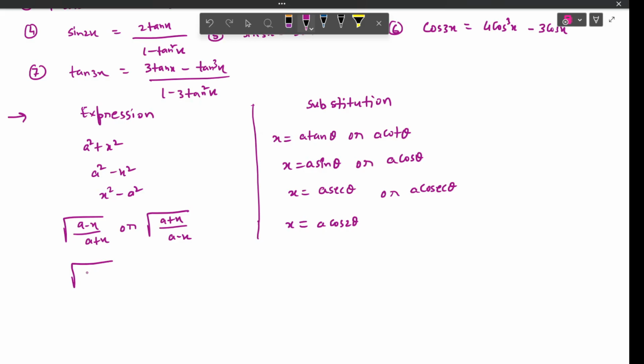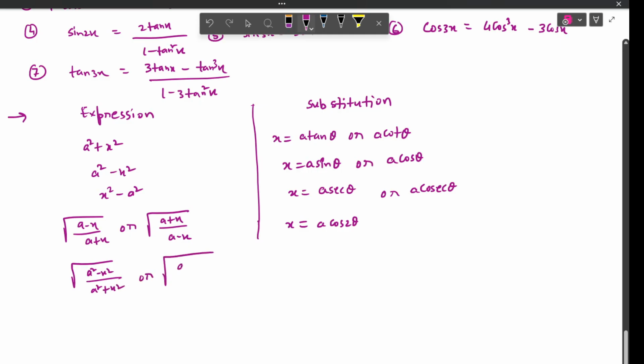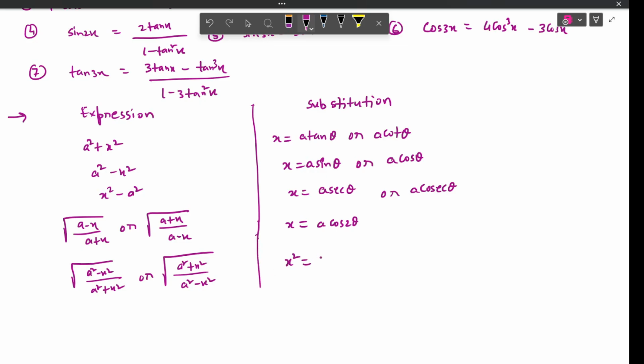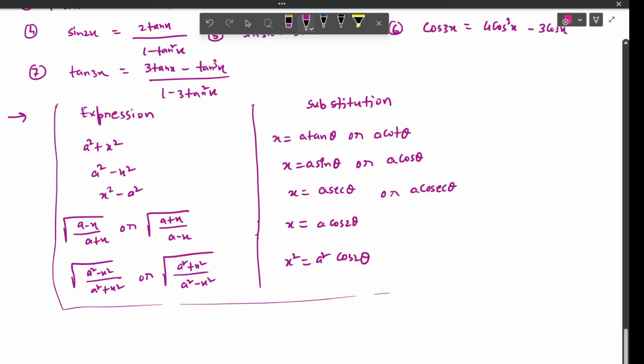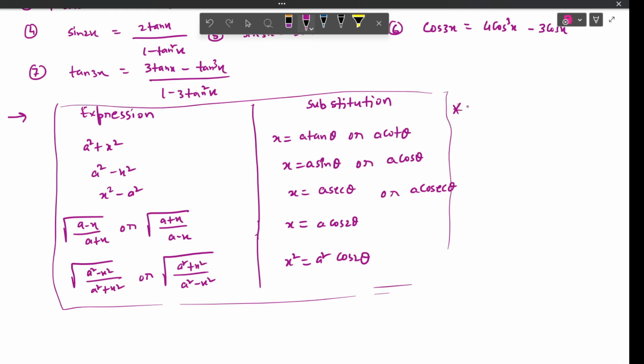If the expression is a square minus x square by a square plus x square, or root under of a square plus x square by a square minus x square, then you have to put x square as a square cos 2 theta. Remember this substitution. This is way more important. It can save your life. Okay, this is very, very important.